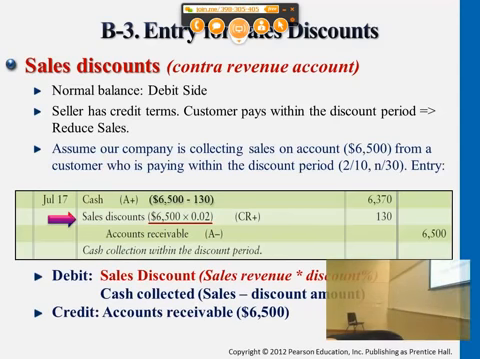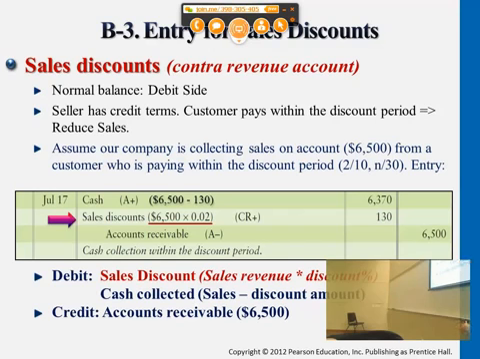Okay, so in this case, earlier we made, let's say, sales transactions that were worth $6,500. Originally, your company should be collecting $6,500. But since the customer pays within 10 days, which is still within the discount period, they get 2% off the $6,500.